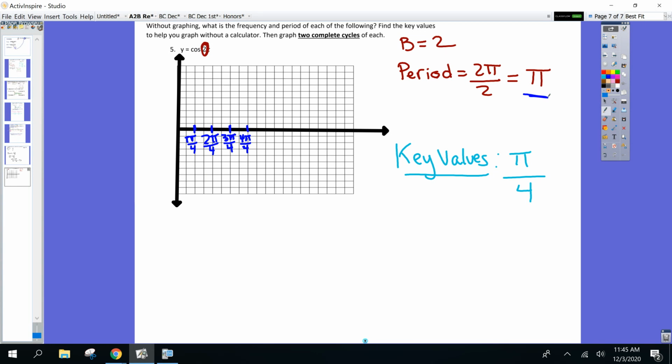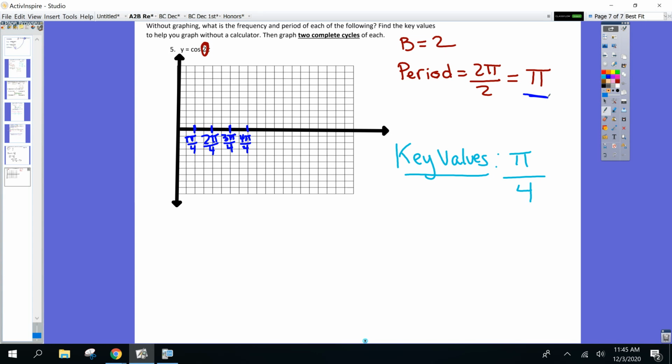But I got some bad news. We didn't read the directions carefully. What's bolded and underlined? 2 cycles. We have right now enough for 1, so we got to keep going. I apologize if you guys spread it out already. You may need to erase and shrink it down a little bit because we got to do this one more time. 2 cycles, everyone see that? We're good for 1. Now we got to keep going.